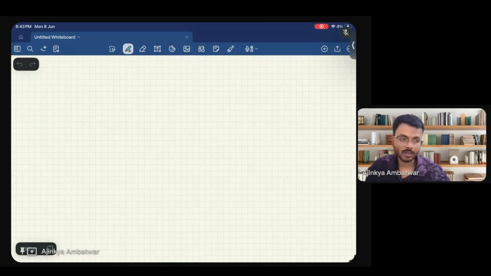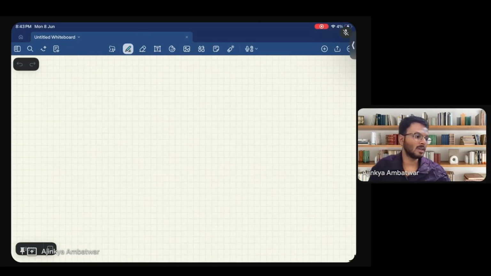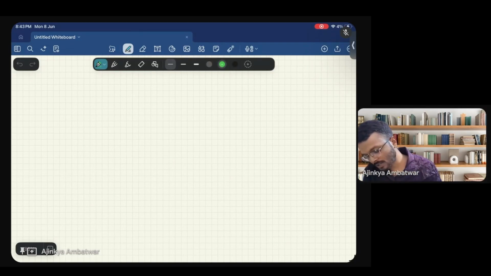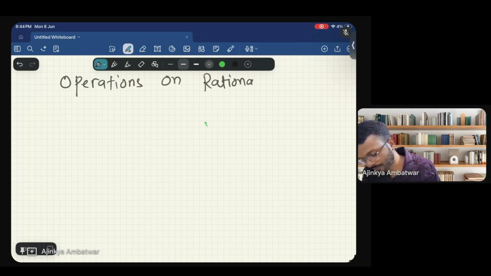Abhi we have to progress forward and take the next leap in our chapter on rational numbers for your class 8 ICSE syllabus. So आज के लिए हम जल्दी से जल्दी क्या करेंगे, ऑपरेशंस ऑन रेशनल नंबर्स के बारे में थोड़ा डिस्कस करेंगे. ठीक है. So let's quickly discuss what are operations on rational numbers.